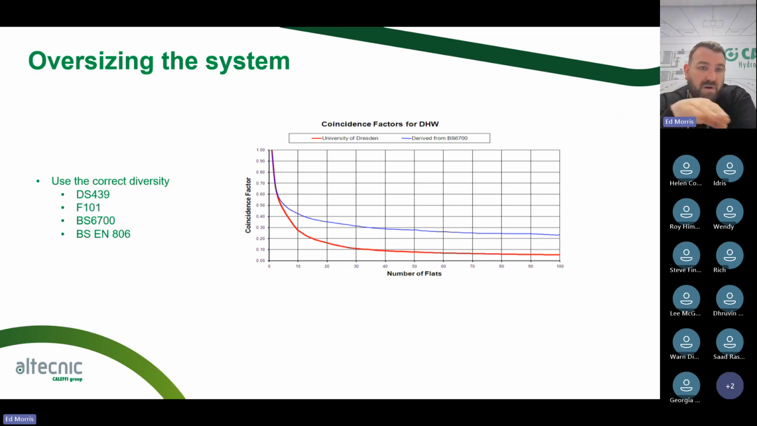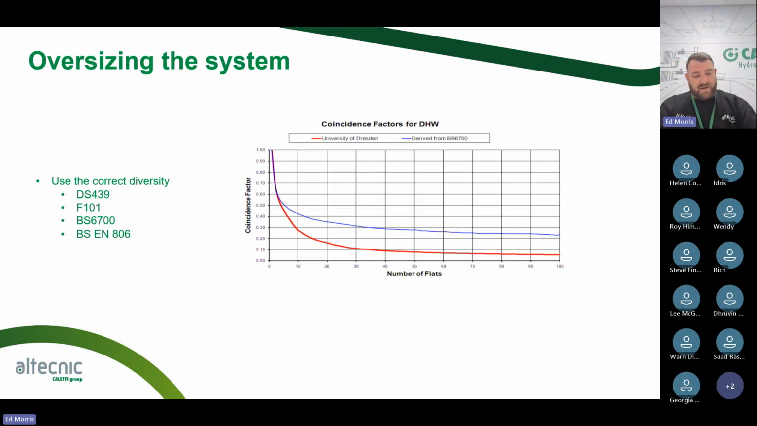We can see there the diversity load, the coincidence factor, alongside a graph with the number of flats. So the more flats we have, the coincidence factor reduces. So it always helps when the apartments are bigger, as it's easier to apply that diversity factor. So it's always really important that we apply the right amount. Sometimes it can be a 12% diversity factor, 15%. It all depends on the building.